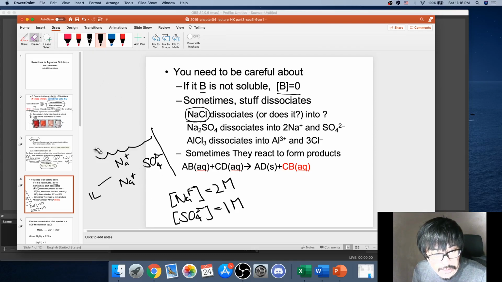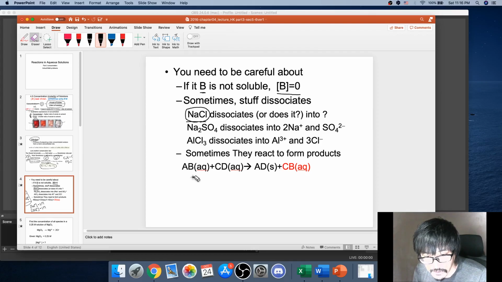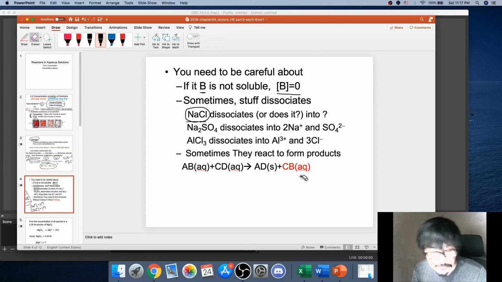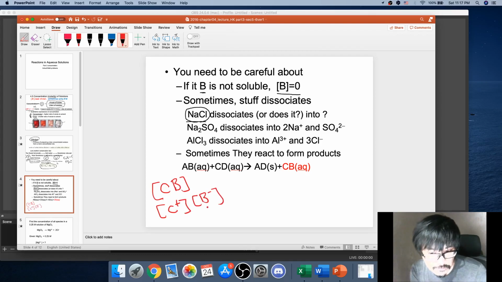Alright, then the other case is that sometimes a reaction happens. For example, AB reacting with CD inside of the water, aqueous and aqueous, which precipitates AD, and then you form CB, right? If all of these are reacted away completely to make AD and CB, there's zero concentration here, zero concentration here, and everything is converted into this. So you may be looking at the concentration of CB, or the concentration of C+ or B-. You have to look at the periodic table. Does it dissociate, and does it dissociate 1 to 1 or 1 to 2? Those are things you have to be careful about.